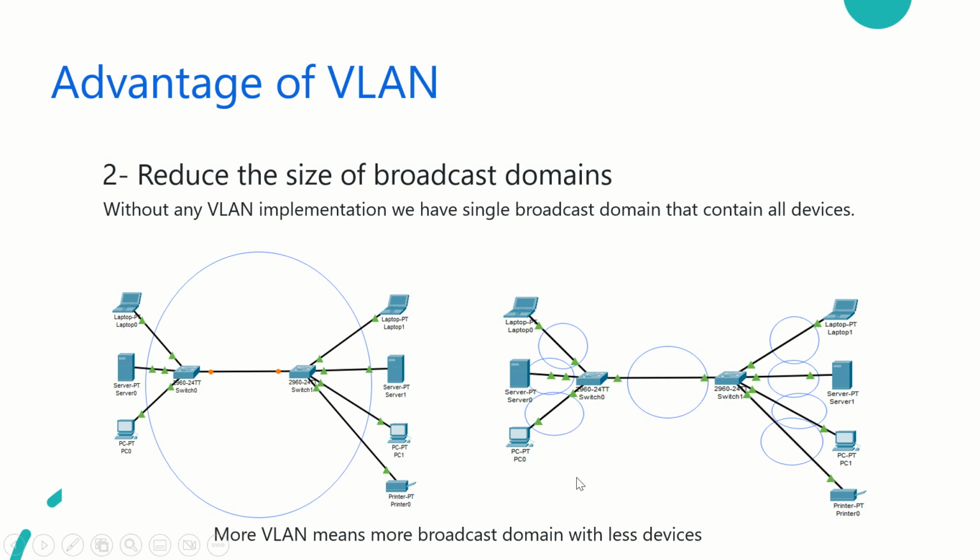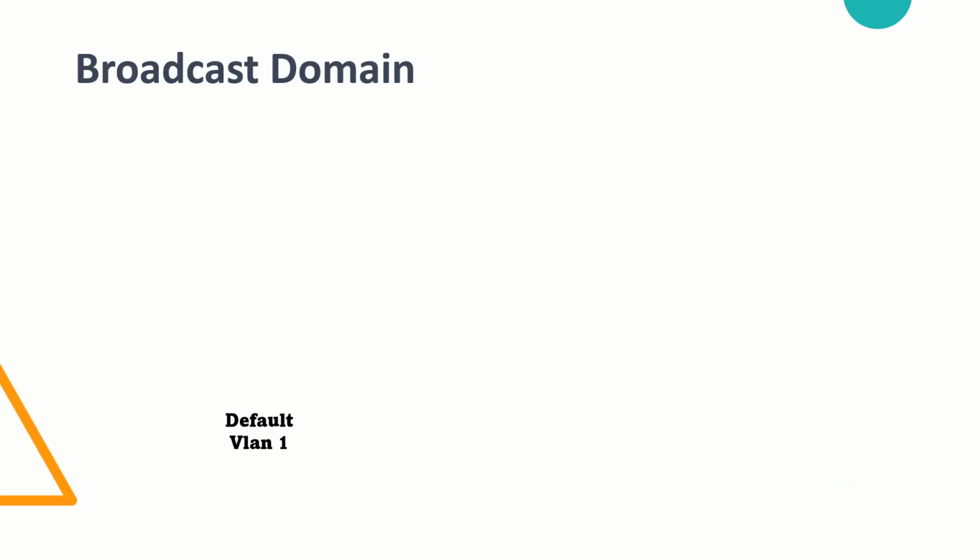But after you, for example, make some VLANs here, like 3 VLANs, 4 VLANs, or 7 VLANs, you can divide the network broadcast domain, one broadcast domain, into 4 or 5 or 7 broadcast domains. And it's grouping.